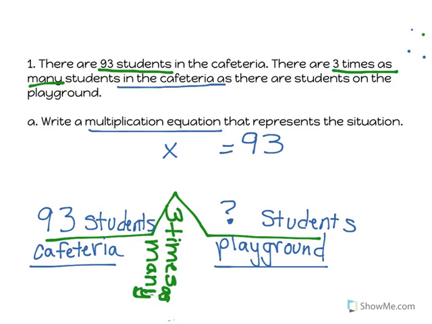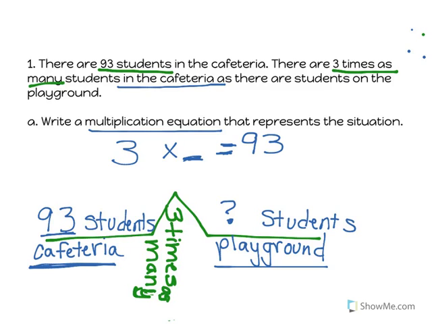Okay, we have to pay attention. So there are 3 times as many students in the cafeteria. So we have to think about which one is attached to 3 times as many. So the cafeteria is going to have more, so I'm going to have equals 93. Okay? We know that 3 times some number is 93, right? So 3 times what number gives you 93, guys?